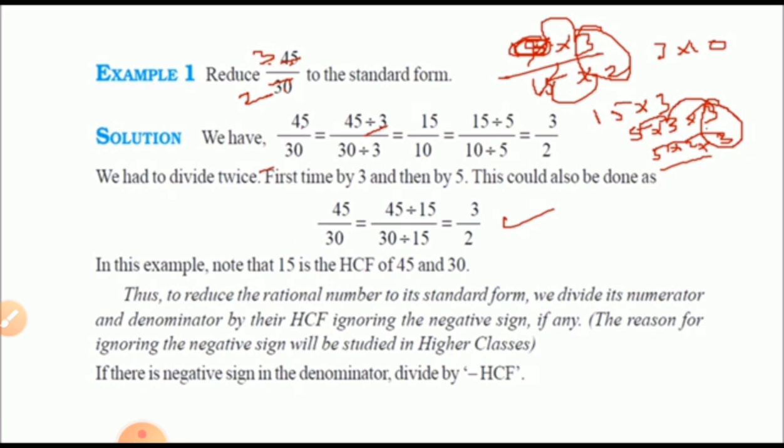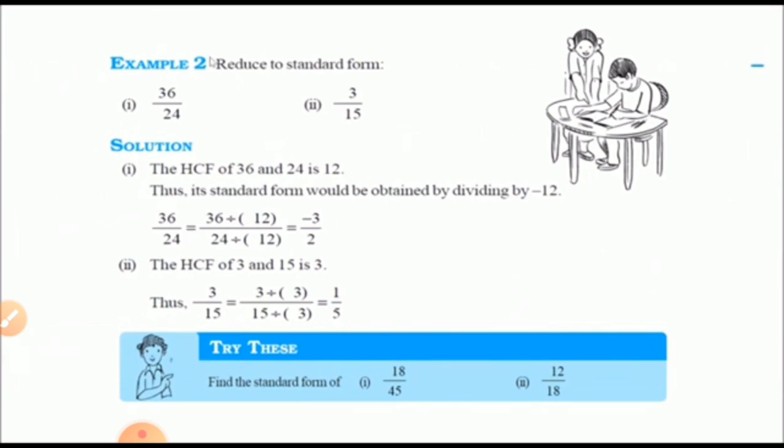To reduce a rational number to its standard form, we divide its numerator and denominator by their HCF, ignoring the negative sign, if any. The reason for ignoring the negative sign will be studied in higher classes. If there is a negative sign in the denominator, divide by the negative HCF. Be careful here. HCF means highest common factor. There are two methods: prime factorization and the division method.